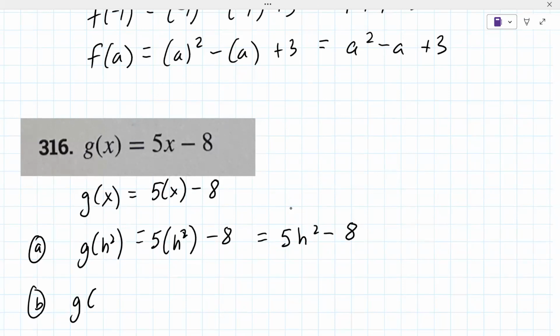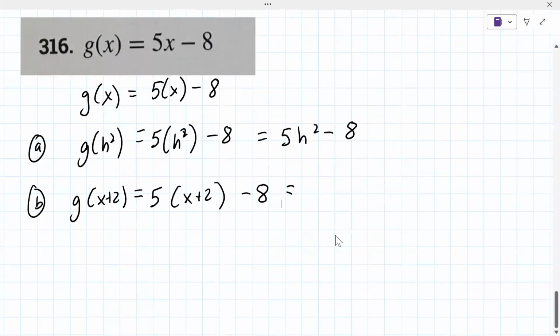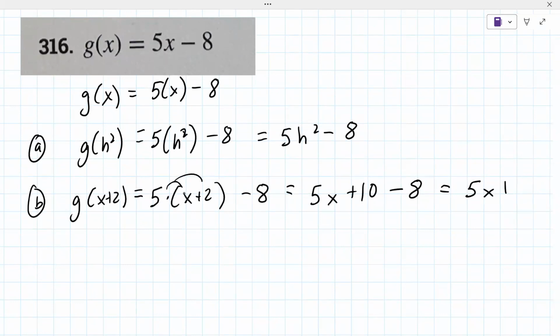So g of x plus 2 means to replace x with x plus 2. And this time there is something to do. You can distribute the 5 to both, minus 8 like that. So it ends up being 5x plus 2.